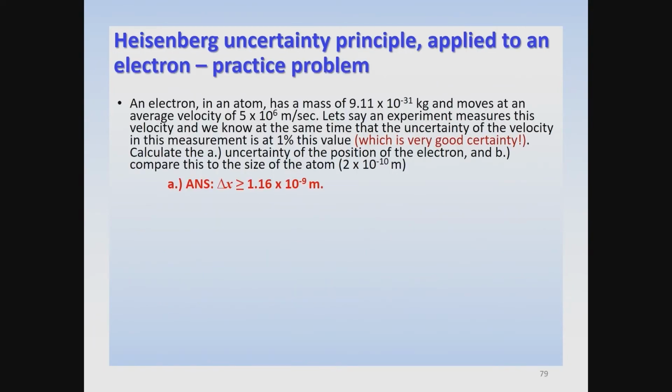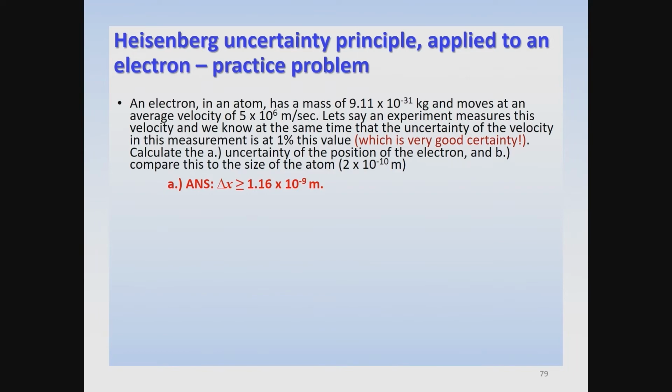So it says an electron in an atom has a mass of 9.11 times 10⁻³¹ kilograms and moves at an average velocity of 5 times 10⁶ meters per second. Let's say an experiment measures this velocity, and we know at the same time that the uncertainty or range of the velocity in this measurement is 1% of this value. Calculate the uncertainty of position of the electron and compare this to the size of the atom.